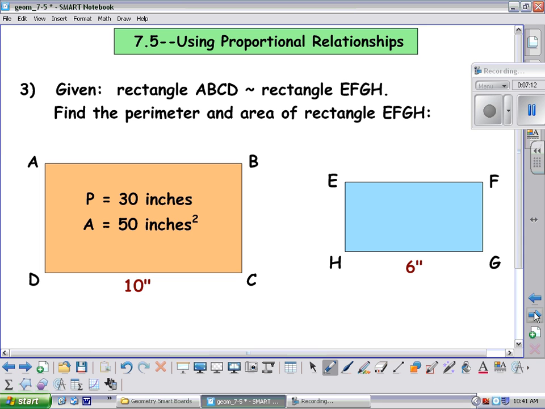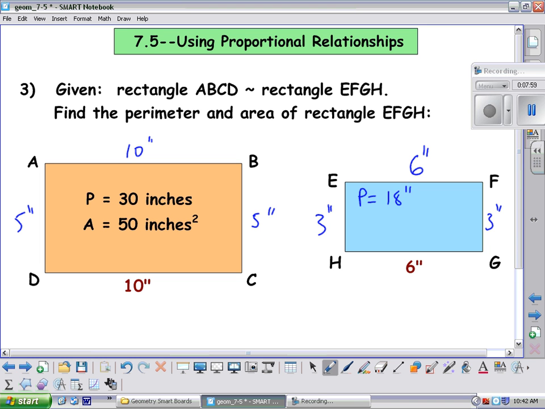Okay. Given that these are similar, if the perimeter is 30 inches, well, this has to be 10 because it's a rectangle. So the perimeter is 30. Well, I got 20 used up. So this must be 5 inches, and this must be 5 inches. Well, if this is 6 and this is 6, go ahead and label that. Well, 10 is to 5 as 6 is to 3. Shouldn't have to do a whole lot of math to convince you of that. All right. And so basically the perimeter here is 6 and 6 is 12 plus 6 is 18 inches.